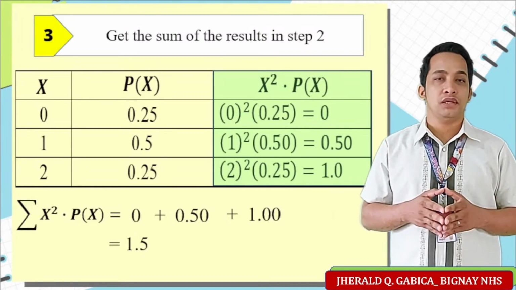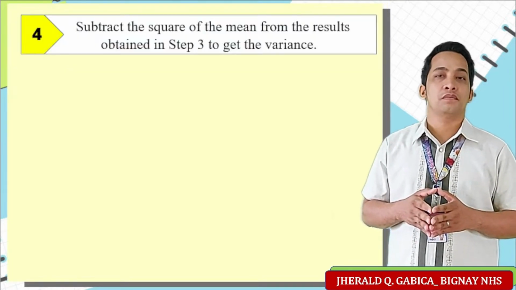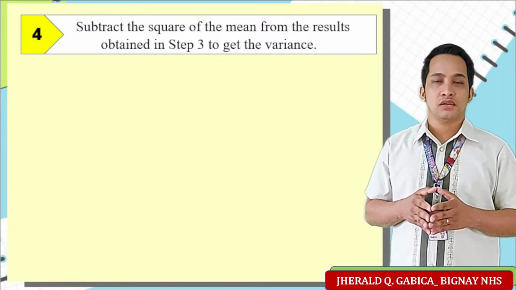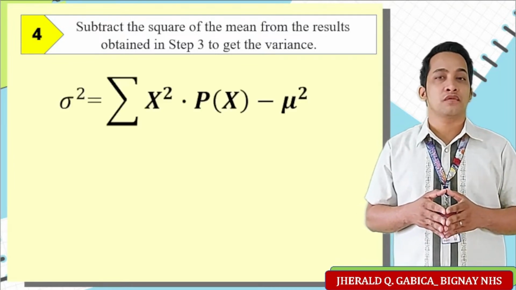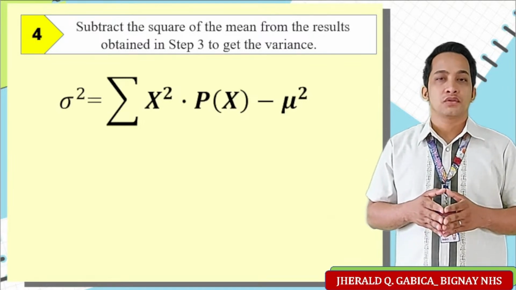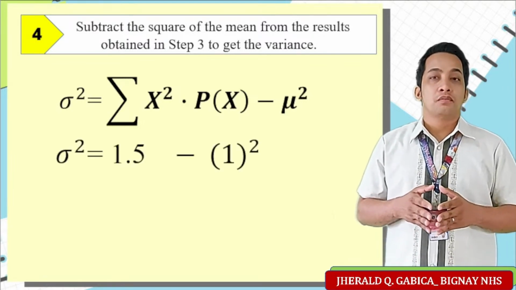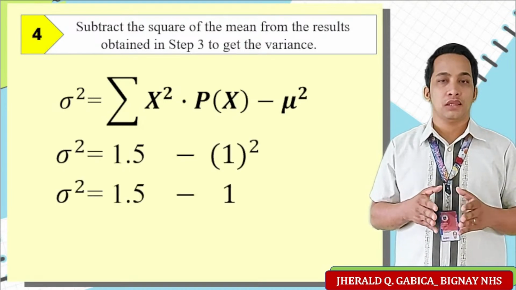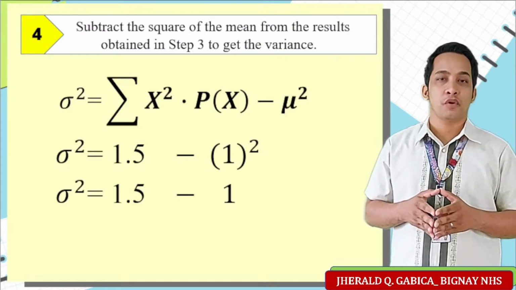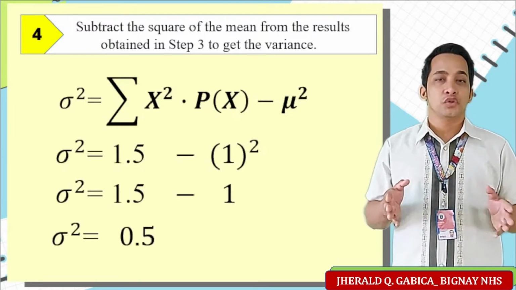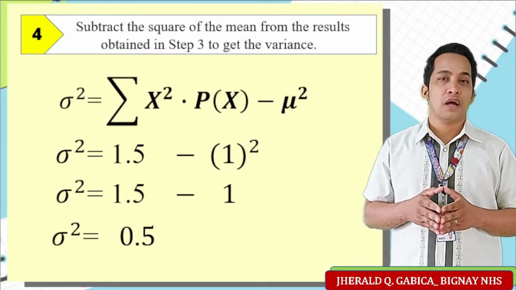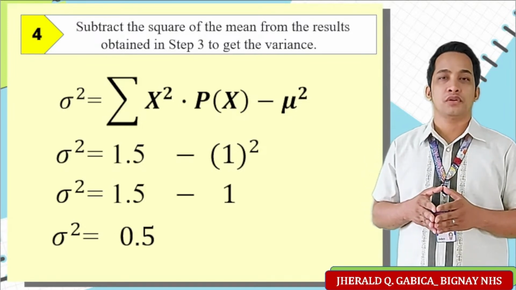And our last step is to subtract the square of the mean from the results obtained in step 3 to get the variance. So variance is equal to summation of x squared times p of x minus mean squared. So the variance is equal to 1.5 minus 1 squared. That is 1.5 minus 1. So our variance is 0.5. So using the alternative solution, we solve for the variance the same as our first example.